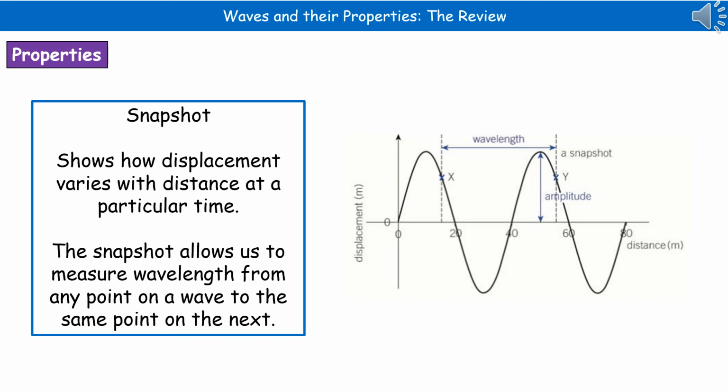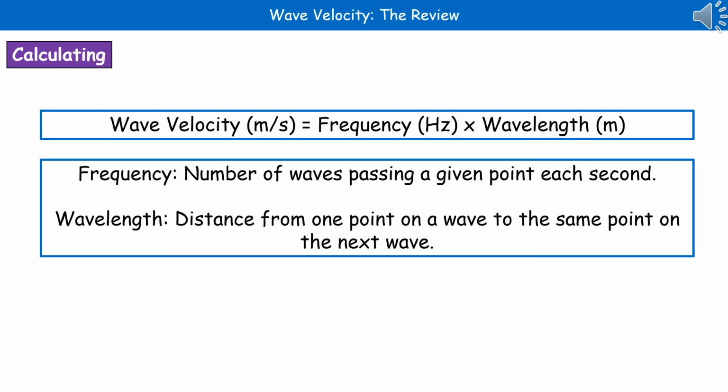Second is the snapshot, which has displacement on the y-axis but distance on the x-axis. So you've got to look at your x-axis to know which type of graph we've got here.